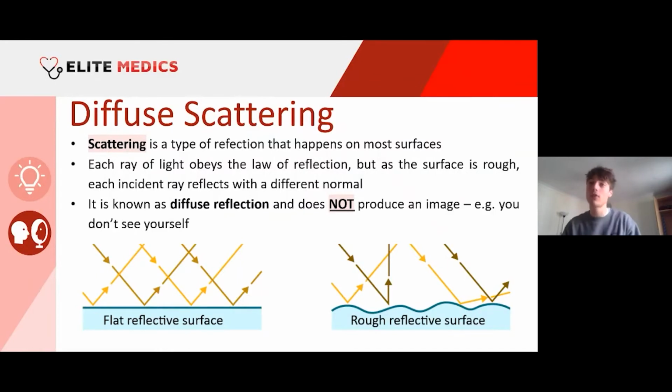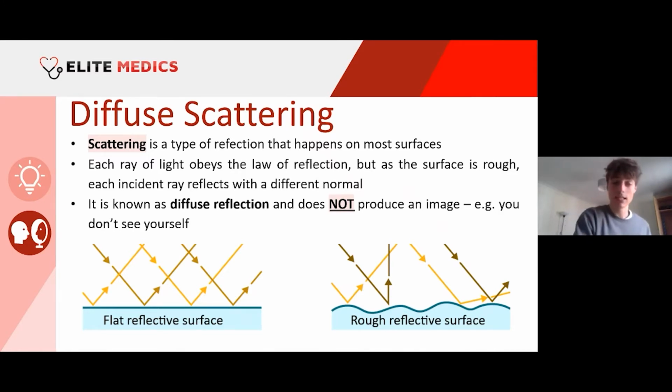Okay, so that was the case for an ideal surface, a very smooth surface where all light rays obey the law of reflection. Now, what is scattering? Well, scattering is a type of reflection that happens on most surfaces. Basically, each ray of light obeys the law of reflection, but if the surface is rough, then each incident ray reflects with a different normal. It is known as diffuse reflection and does not produce an image. For example, you don't really see yourself.